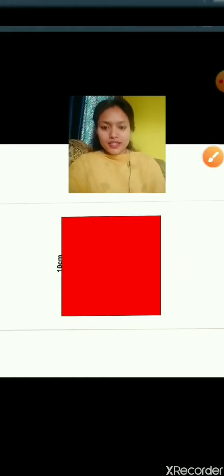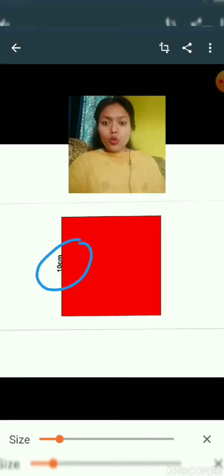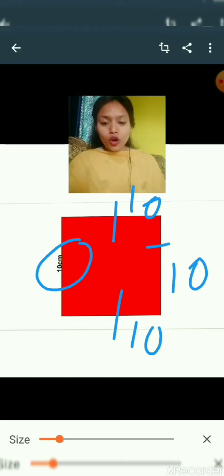Now here we can see that one side of this square is given as 10 centimeters. So what about the other sides? This will be how much? And what about this one? Yes, all the sides are 10 centimeters. Why? Because all sides of a square are equal in measurement. If one side is 10 centimeters, the other sides will also be 10. This one will be 10, this will also be 10, and this one also 10.